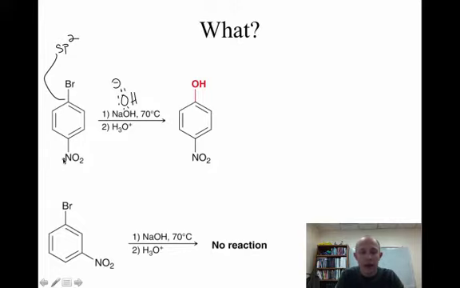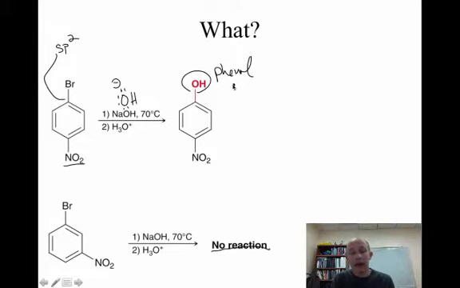Maybe this nitro group has something to do with it, which makes sense, right? Because when it's in the para position, then this reaction readily occurs at 70 degrees. But when it's in the meta position, nothing happens, right? So what's going on? How's this reaction working? This is a substitution to create a phenol, which is an alcohol group on an aromatic ring. We're replacing a good leaving group with an alcohol using hydroxide. So let's talk about the mechanism here.